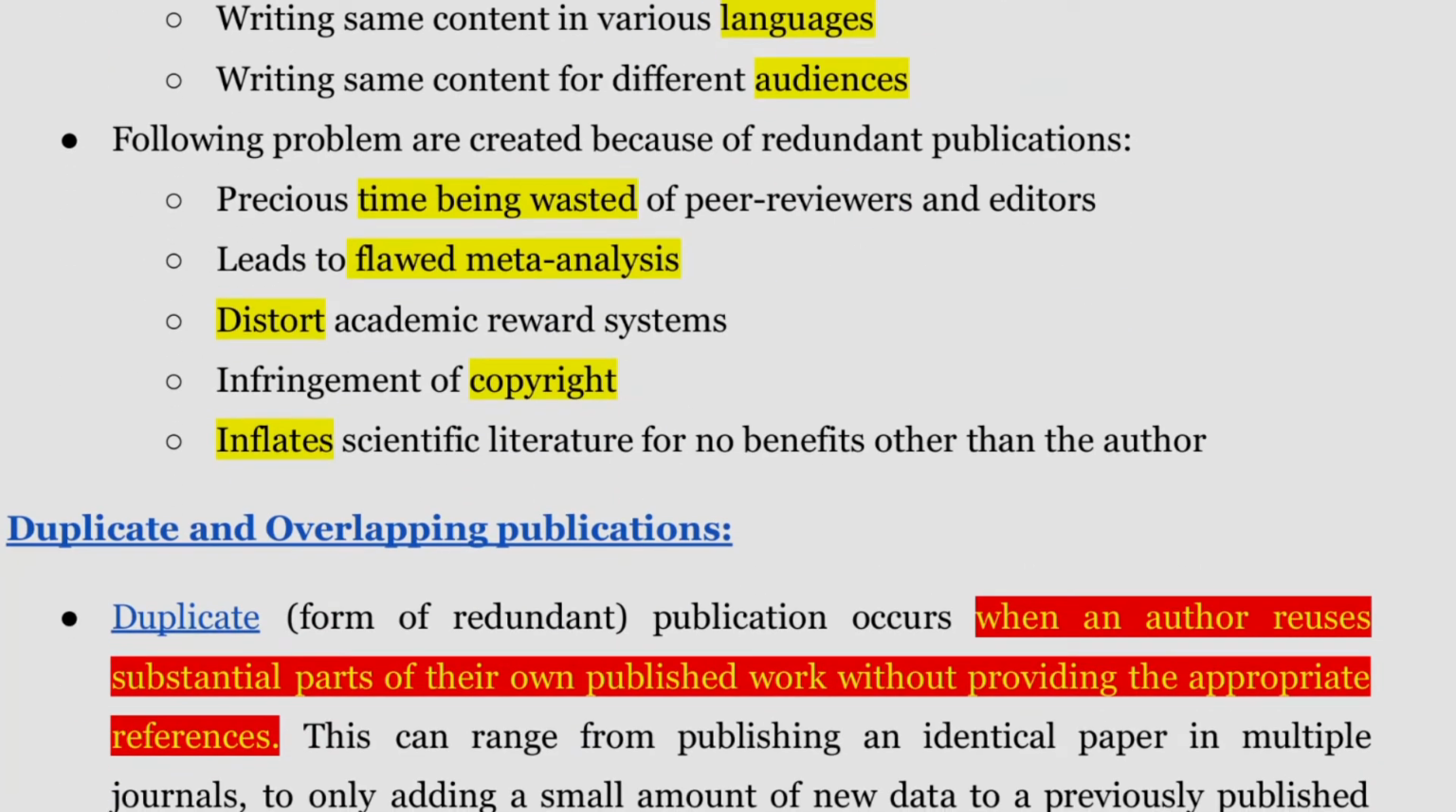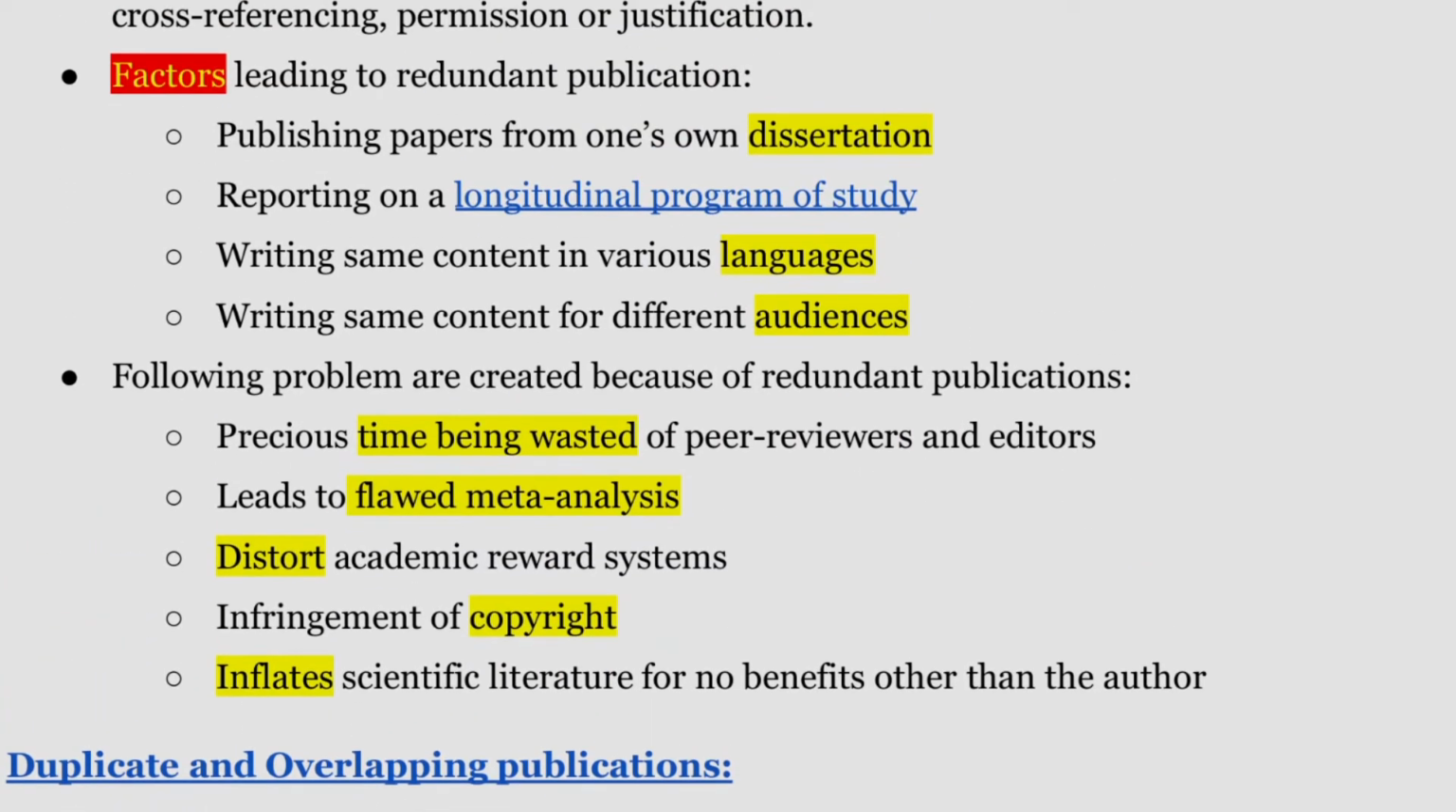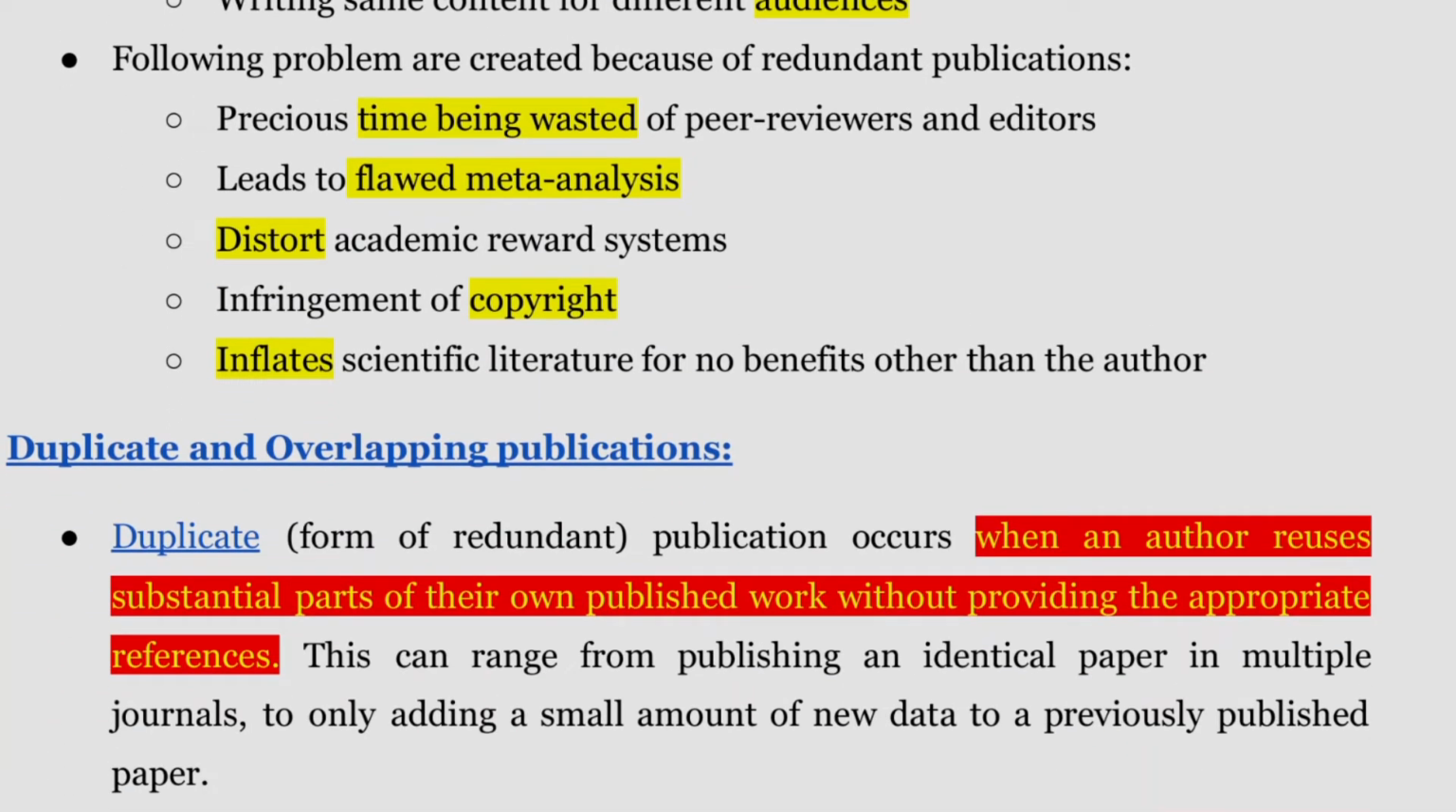The following are the problems that may occur with redundant publications. Precious time is wasted of the peer reviewers or editors who are reviewing your duplicate or plagiarized work. It leads to flawed meta-analysis, distorts academic reward systems, causes infringement of copyright, and inflates scientific literature for no benefit other than the author's.